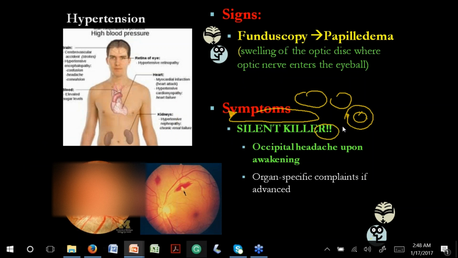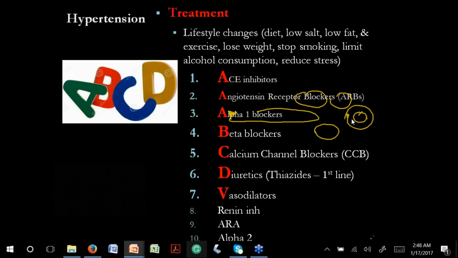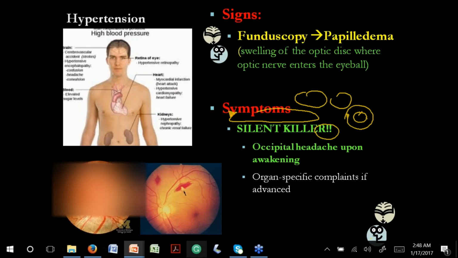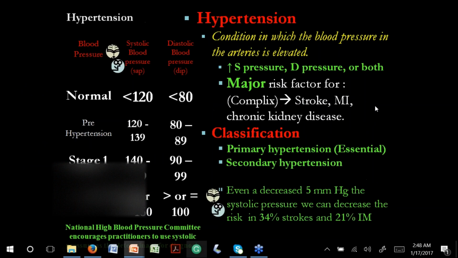Okay, so the lumen, as you see here, is going to be very narrow because of the hypertrophy of the tunica media. Okay, so let's keep going.